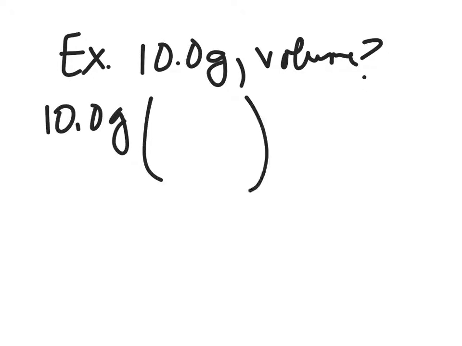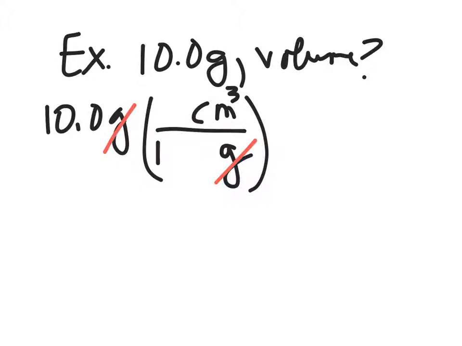So we're going to use the density again, but this time, since I'm trying to get units of volume, that's going to go in my numerator, and units of mass will go in my denominator, because now when I multiply, those units of mass will cancel out. Then I'll go back and fill in my numbers. So I know from the density that there are 19.3 grams in 1 centimeter cubed.